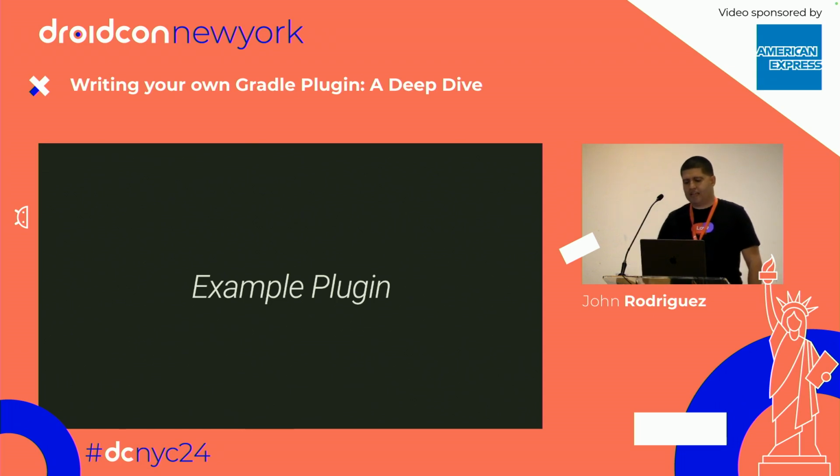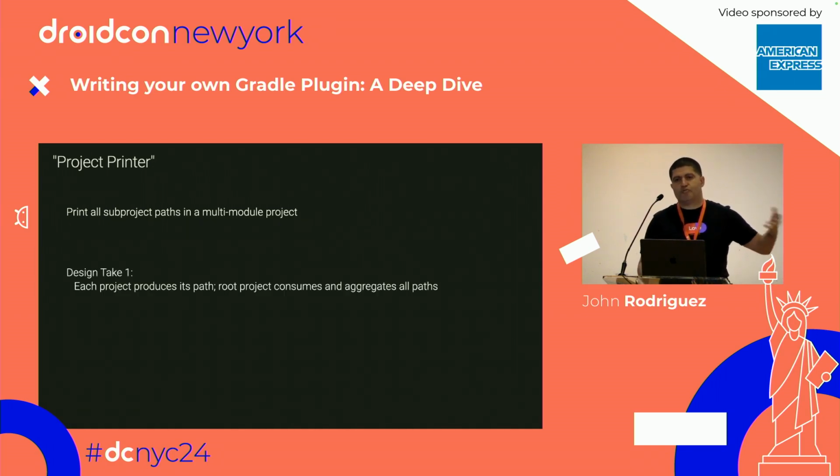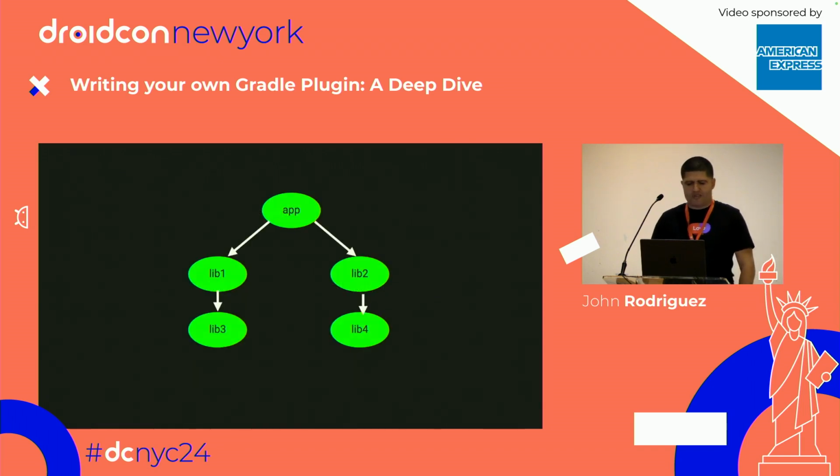It's going to be a really basic plugin, but in that we're going to see a lot of interesting gotchas. We're going to make a project printing plugin, and all it's going to do is print all the sub-project paths in a multi-module project, and I'll explain exactly what that is. For step one, each project produces its own path, and the root project, the one at the very top, colon, if you're familiar with Gradle, will consume and aggregate all those paths. And for those curious, this is the project hierarchy we're using.